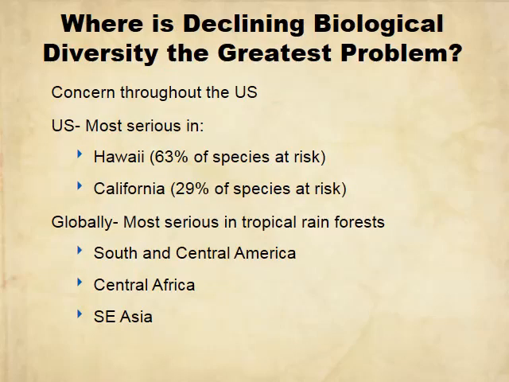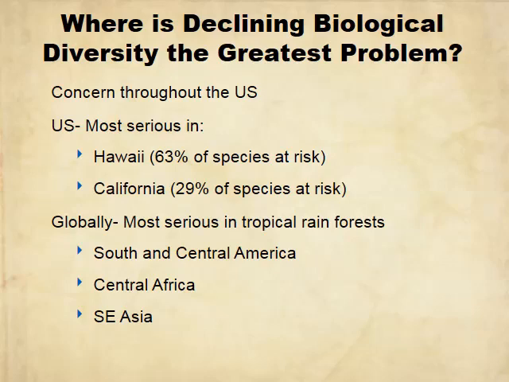Declining biodiversity is a huge issue. It's of concern throughout the U.S., but in the U.S. it's most serious in Hawaii and California. Hawaii, because it's more of a tropical area. California, 29% of the species are at risk. This is definitely because of human activities, and right now it's hugely because of the drought, which has been brought on by human activities.